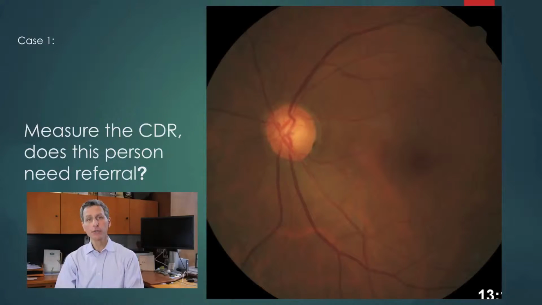This slide shows an optic nerve image. The cup to disc, in my estimation, is about 0.6 or 0.65. I would not refer this patient because there's healthy rim tissue and the cup to disc ratio is less than 0.7. Case 2.